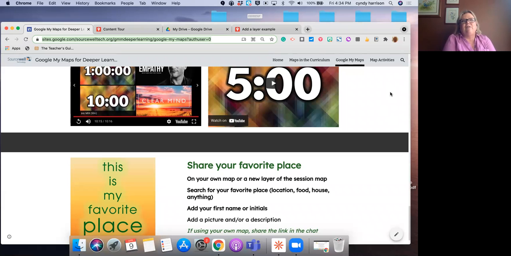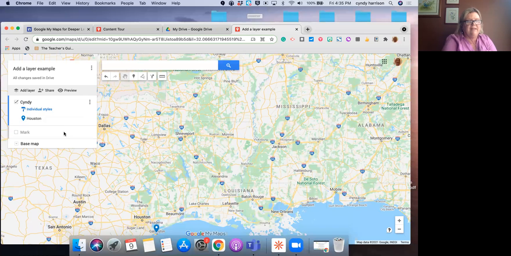And again, I love how students can collaborate, and it can be asynchronous. Whenever they get to this part, they can add their information, so they don't have to do it at the same time. All right, one more minute, and I'm going to move over to map activities. I'm going to pop in and add the layer, to see if anyone has added where their favorite place is. I think you're all on your own puzzle, on your own map.